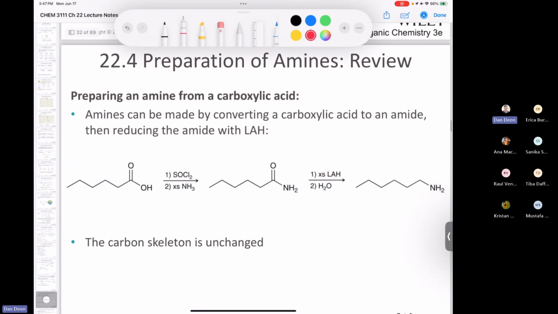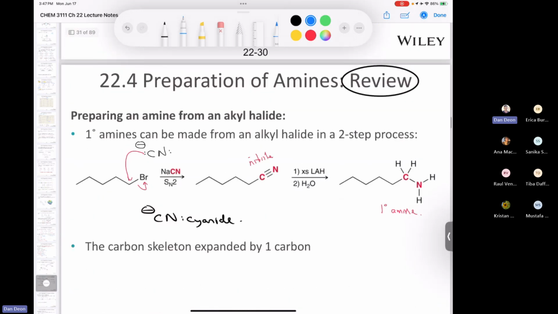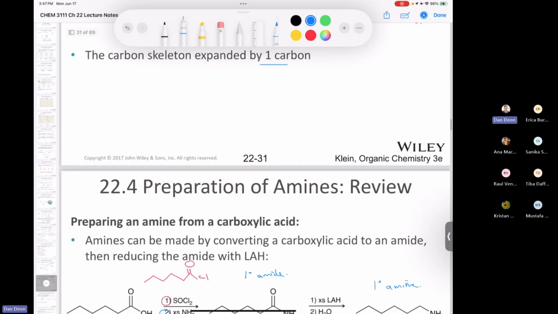Another one is from the reduction of a primary amide. You remember that you can make an acid chloride from a carboxylic acid with thionyl chloride. So after the first step, you'd end up with the acid chloride. Then you treat it with excess ammonia and you end up with the primary amide. Then we can reduce the primary amide with lithium aluminum hydride down to the primary amine. So that's a second way to make an amine. In this case, we have no change to the carbon skeleton, whereas in the first one, we end up adding one carbon overall.